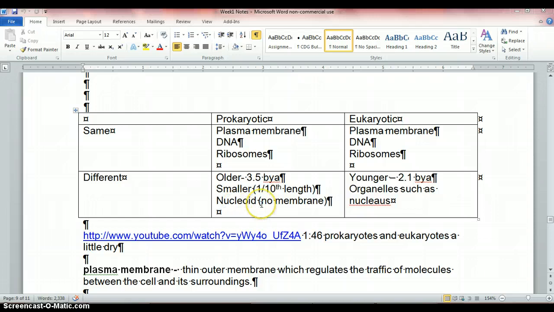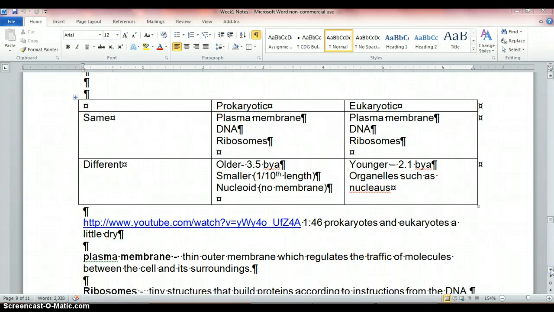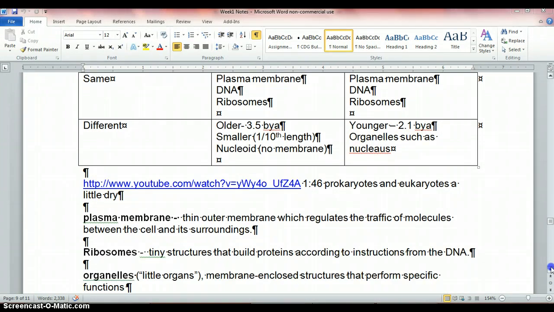And they have a nucleoid rather than a nucleus. A nucleoid is not separated by a membrane. A nucleus has that separate membrane. In the book, most of the stuff we will be discussing will be more on the eukaryotic side. So we will have those lovely membranes.